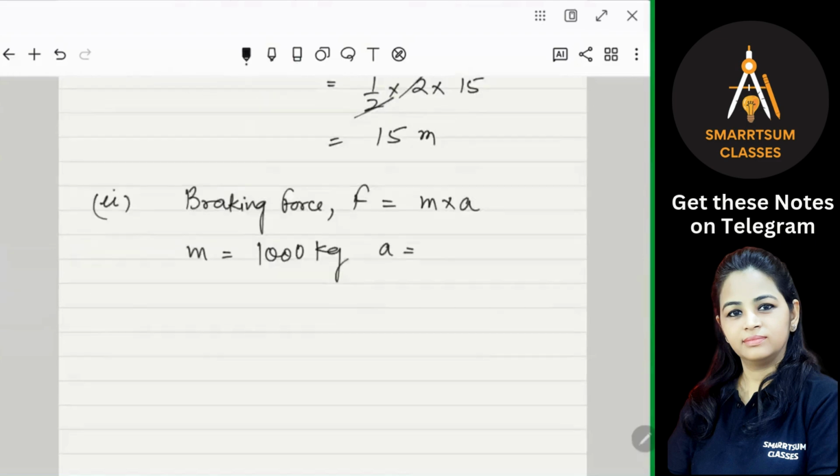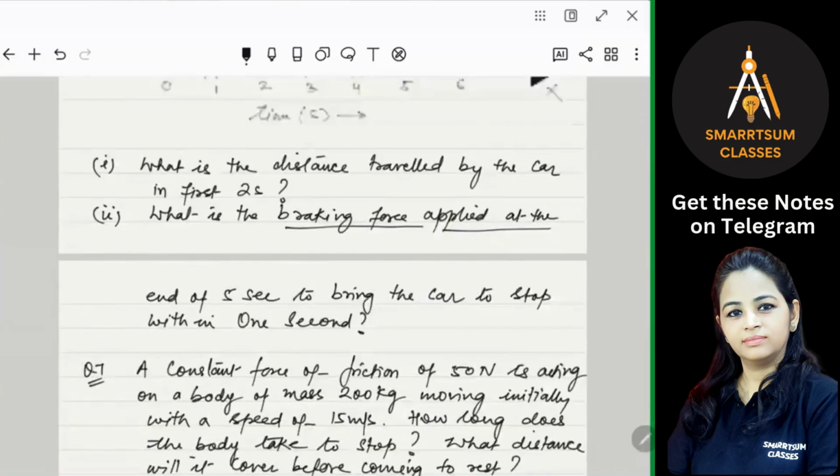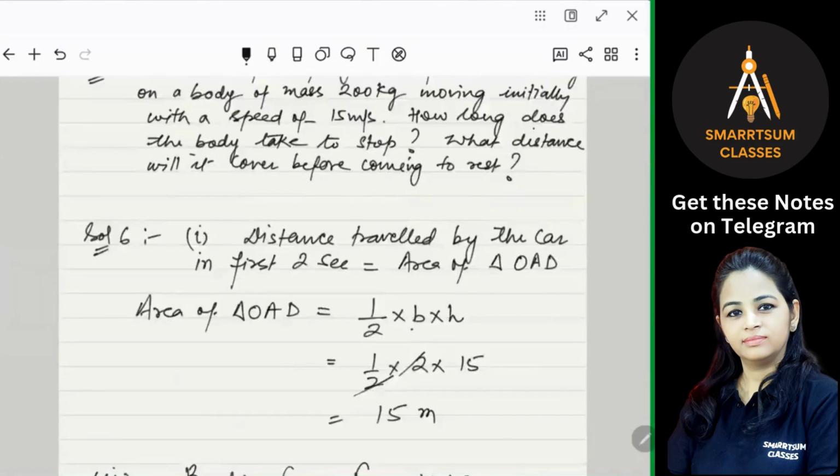Now, M is 1000 kg, and what is the acceleration? What is the initial velocity at this point? You have already got it, right? From the graph, at point B, what is the velocity? It is 15. So it starts decreasing from 15, that means U is 15 meter per second. And what is the final velocity? V equal to 0 because it will stop.